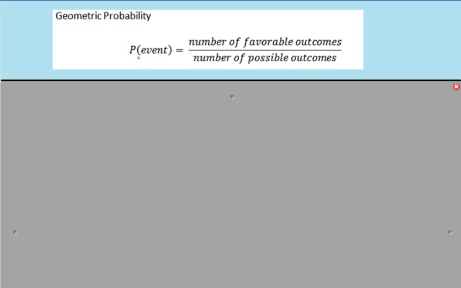So the probability of an event occurring would be equal to the number of favorable outcomes, and those are what you're looking for, over the number of possible outcomes, which would be the total possible. Which is really what you'd probably think of when you think of probability. Like if you're flipping a coin, and you want heads, that's the one outcome, and there's two possible outcomes. Your probability would be 1 out of 2. Same thing goes with geometric probability.